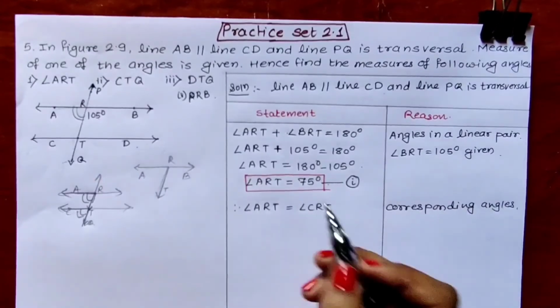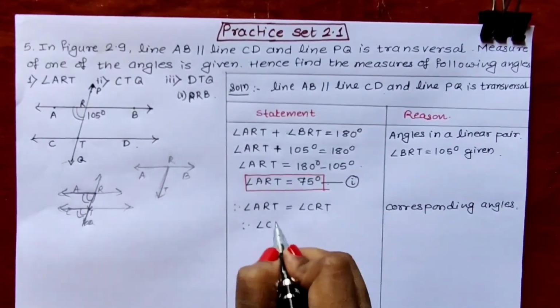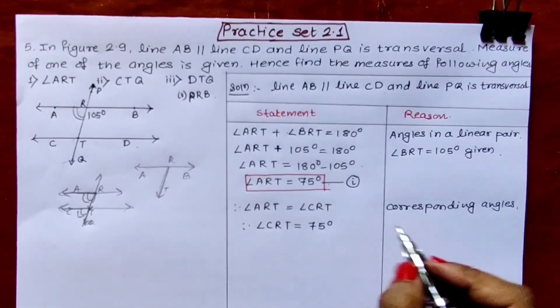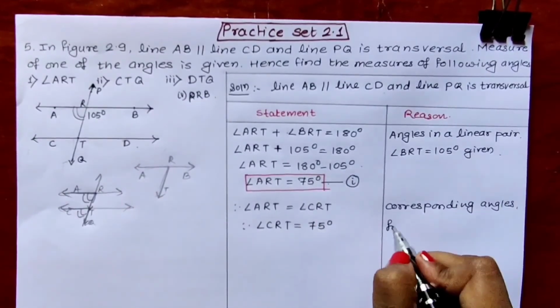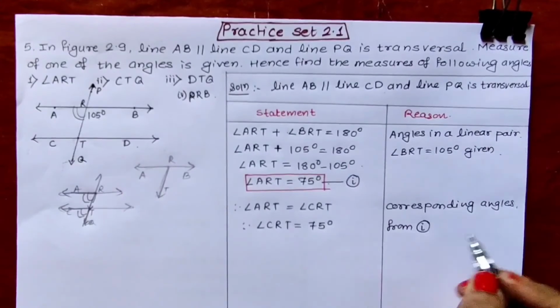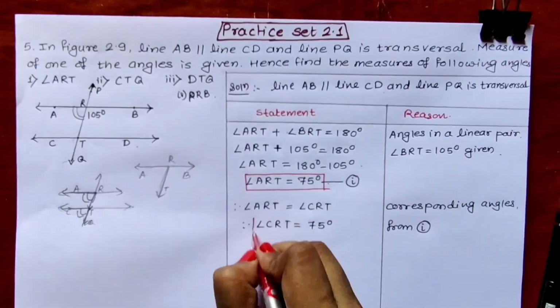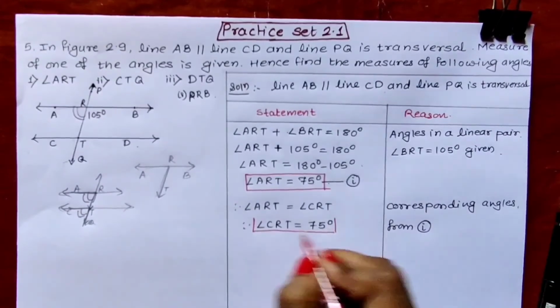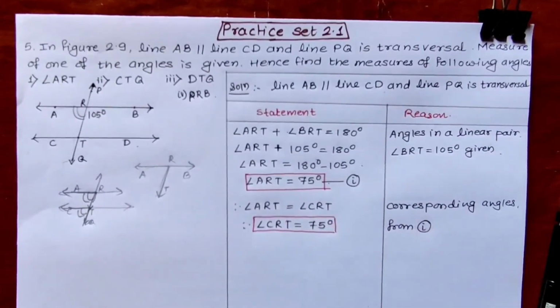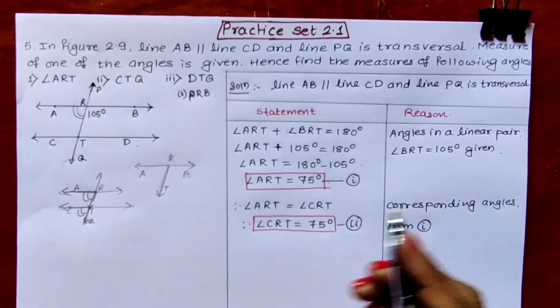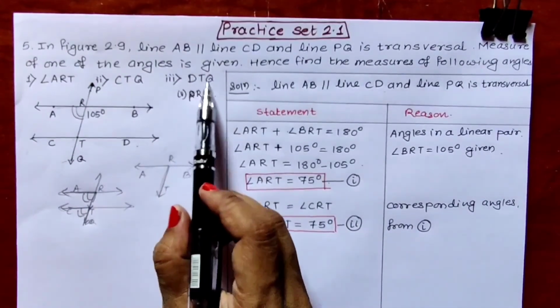So angle ART is 75 degrees. Therefore angle CTQ is also equal to 75 degrees. How we have written it is from equation number 1. So we can write from 1 also directly. From 1 we have written angle CTQ is equal to 75 degrees. So here we will put a box. Second answer also we have got. This is second equation.